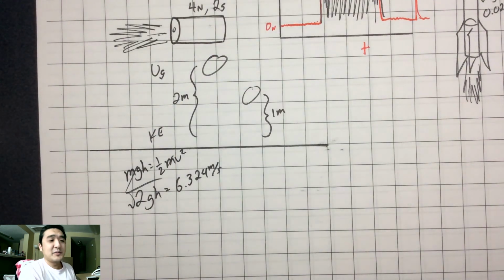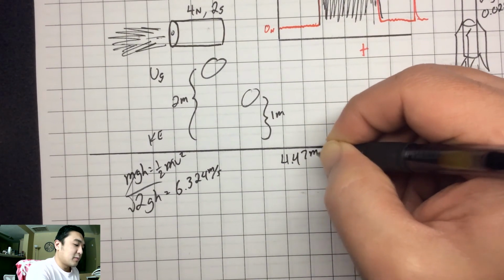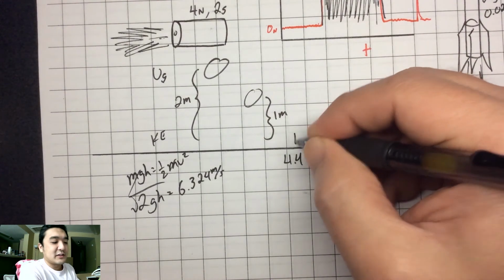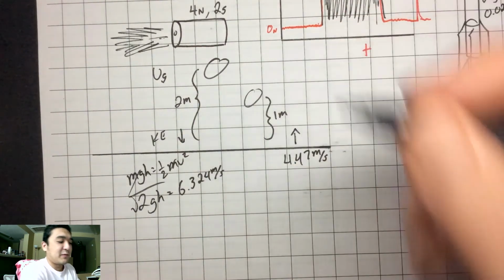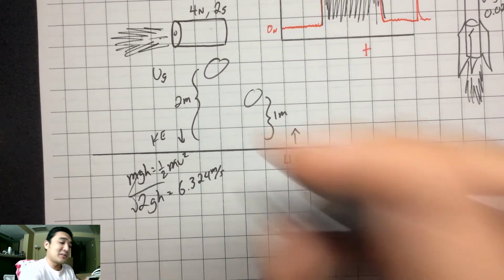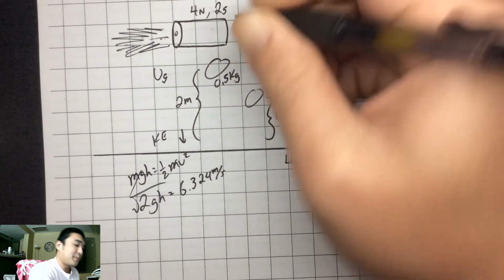All right. Change h to 1, we've got 2 times 10 times 1, so 20, and then we've got to square root that. And I get about 4.47. So 4.47 meters per second, okay, is this upwards velocity on the bounce. You got a downward velocity before the strike, 6.3 meters per second, 4.47 on the way up. So as far as this ball goes, let's say it's a 0.5 kilogram ball.